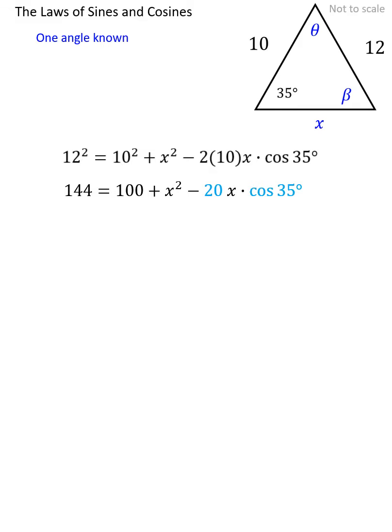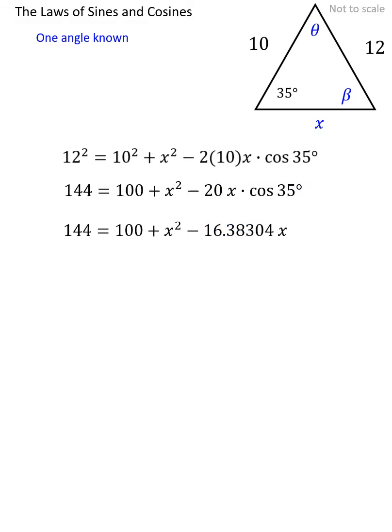So I've got a calculator here in my hand. I've got it in degree mode. The cosine of 35 is about 0.82. And so when I do 20 times 0.81915, I get some big decimal. Now, you'll recall from algebra class, when you're solving an equation with an x squared in it, you want to set it to 0.